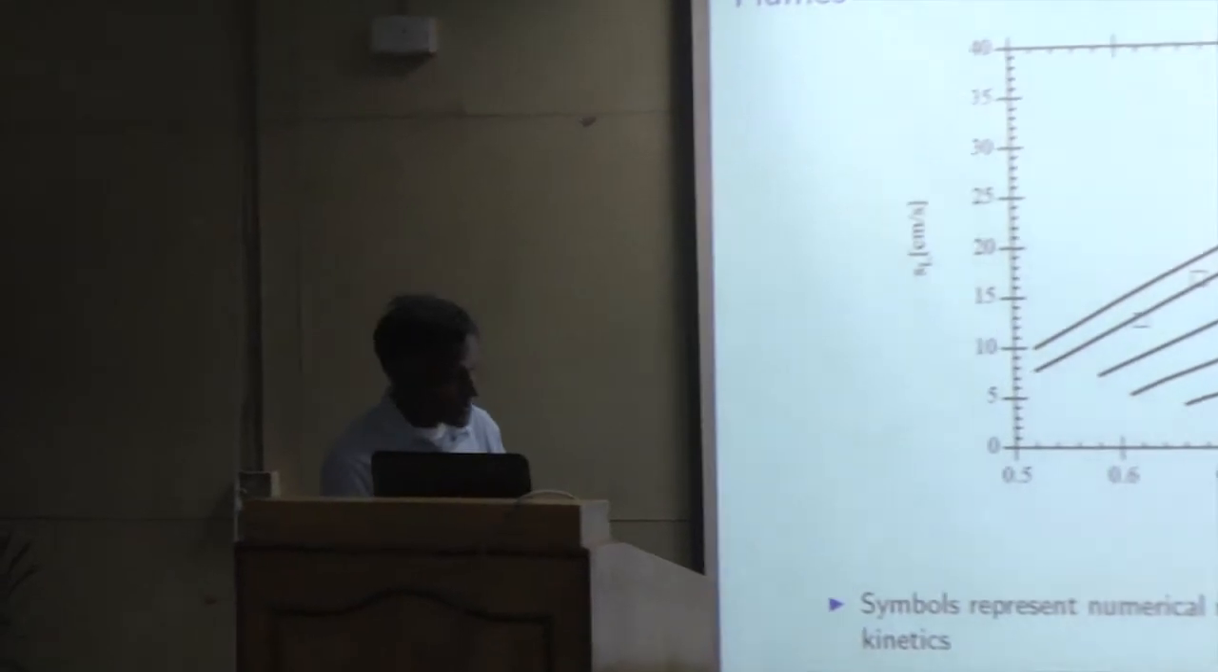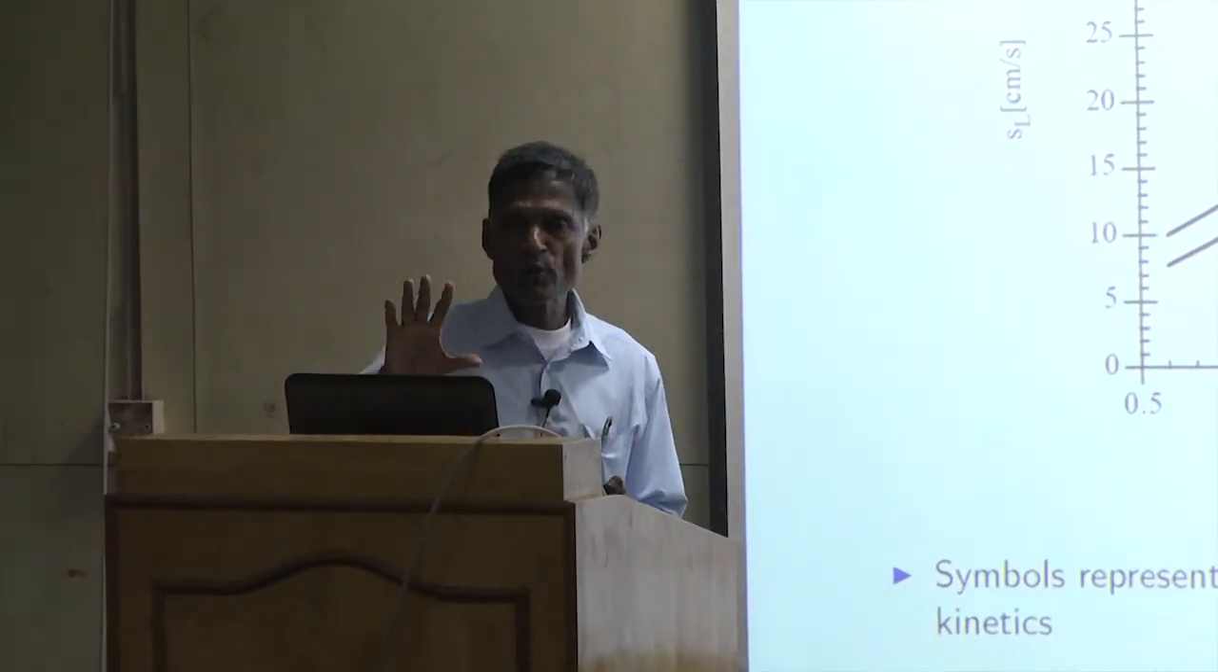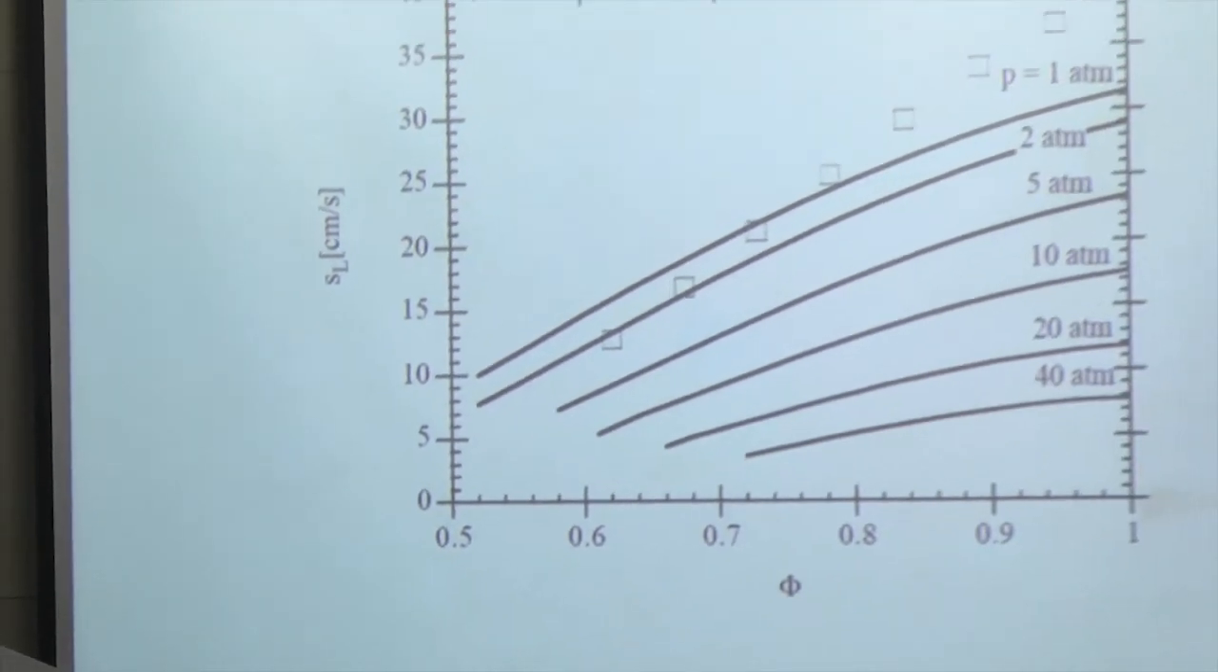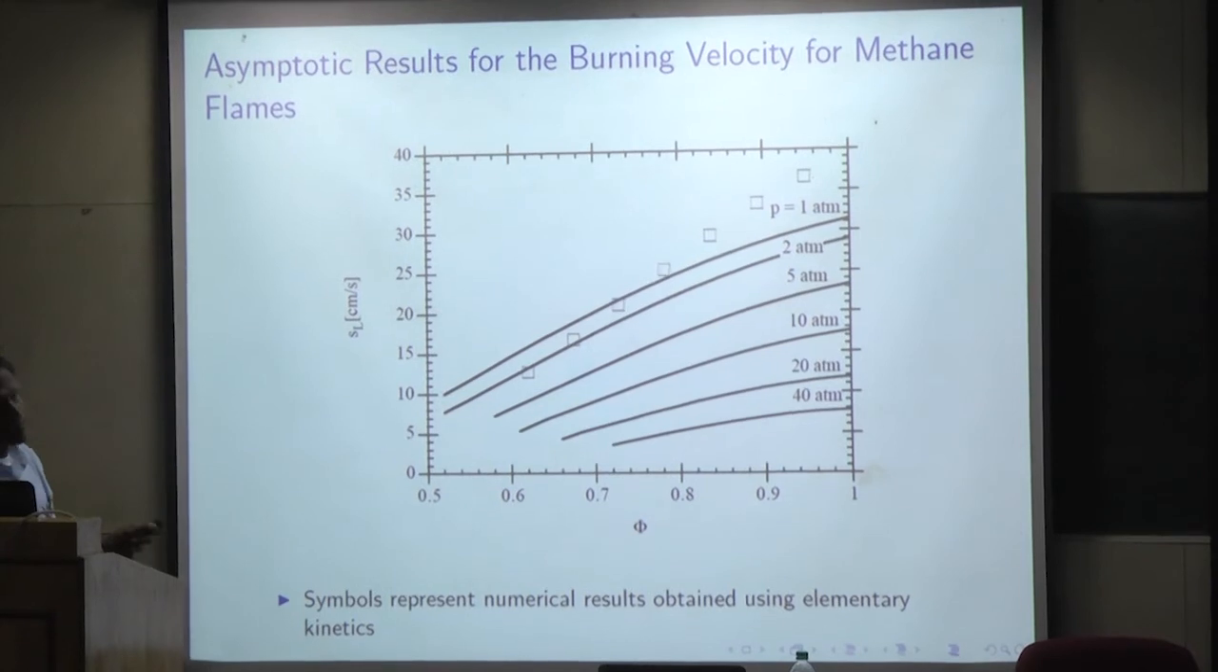So one can ask what you can get from the accuracy of the rate ratio asymptotic analysis. It must be close to the elementary mechanism that you started with. We're not concerned with how well the elementary mechanism reproduces the experiments. Since we're interested in the performance of rate ratio asymptotic analysis, these are the numerical predictions, and that's the asymptotic prediction.